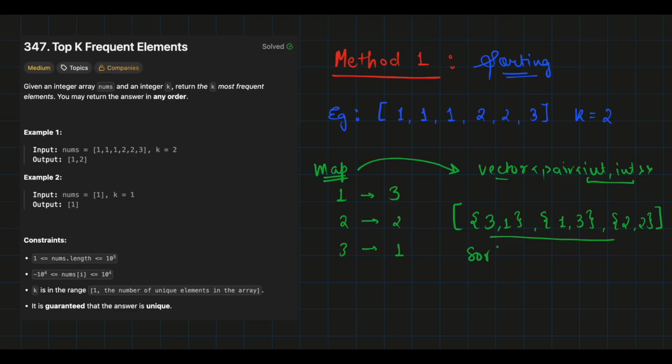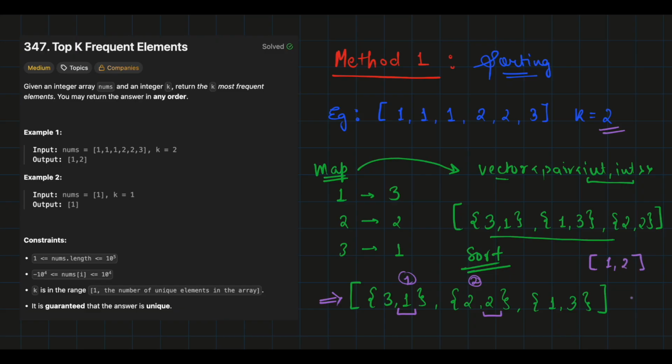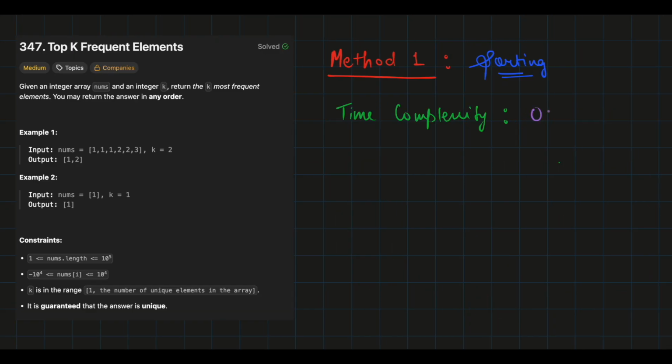Now when we sort this, as we know that k value is 2, we need the 2 most frequent elements. So while traversing we can just pick the i dot second value. So for these 2 values, this will be the first value and this will be the second value. Then we can return 1 and 2 as the answer. So the time complexity for this solution will be O of n log n, that is taken by the sorting algorithm here, and the space complexity is going to be O of n, that is taken by the map as well as the vector of pair of int comma int that we are making.